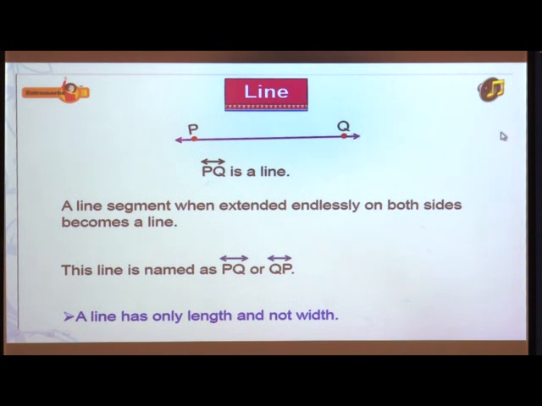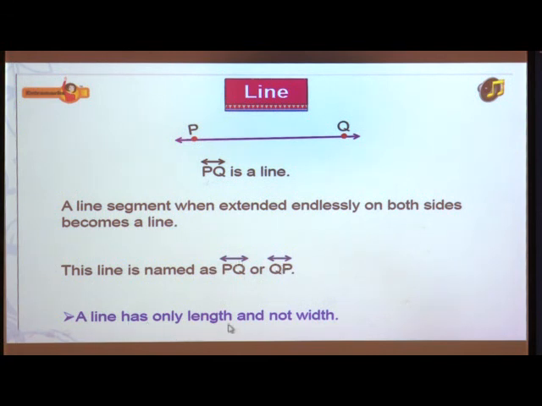If we extend this, it will be extended. Why? Because it is a line and the arrow is given. The arrow itself tells us that it can be extended. So, a line is said to be extended from both the sides endlessly. Okay. So, this line is named line PQ or line QP.